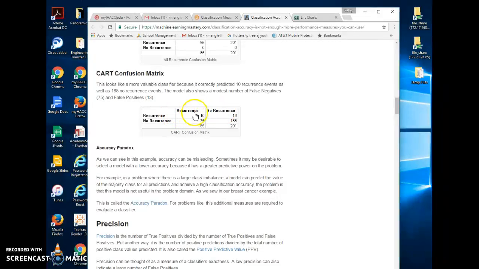The way you read this is you read it diagonally. Here we have 10. There are actually 10 records that were showing recurrence of breast cancer, and it was accurately predicted as 10. Down here we have 188 that were predicted as not having breast cancer, and that was correct. And the errors are here. So 75, it said it was recurring breast cancer, when in fact it was not. So it's a false positive.